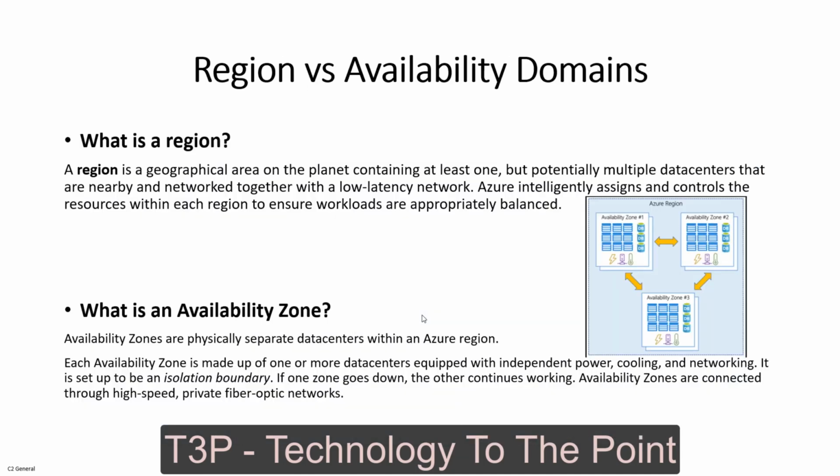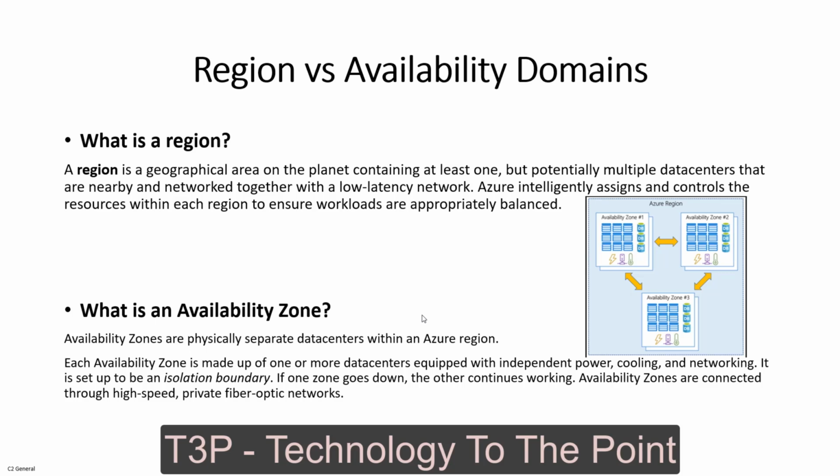Now let's understand what exactly the region and availability domains are. A region is a geographical area on the planet that consists of one or more availability domains. And the availability domain is the term from OCI; in Azure, we know it as an availability zone. What exactly are these? Availability zones are physically separate data centers within an Azure region, and one region mostly has three ADs, meaning availability zones, in it. Each availability zone is made up of one or more data centers equipped with independent power, cooling, and networking.